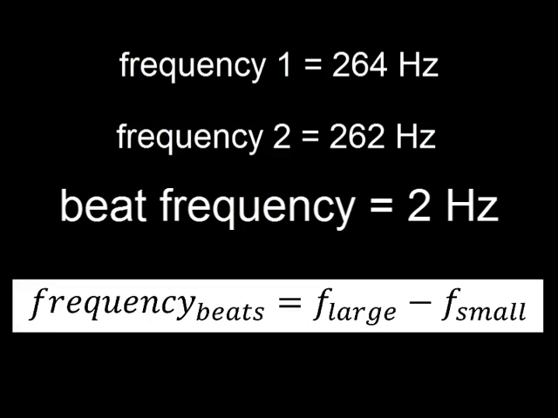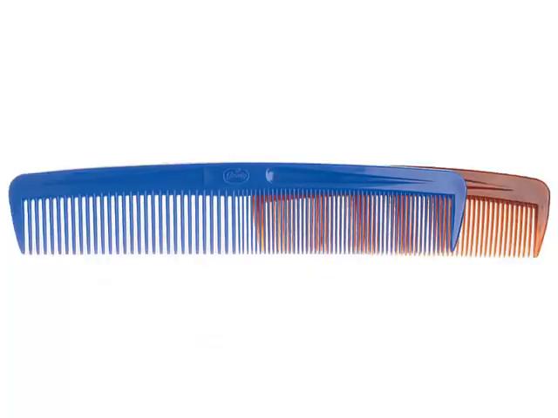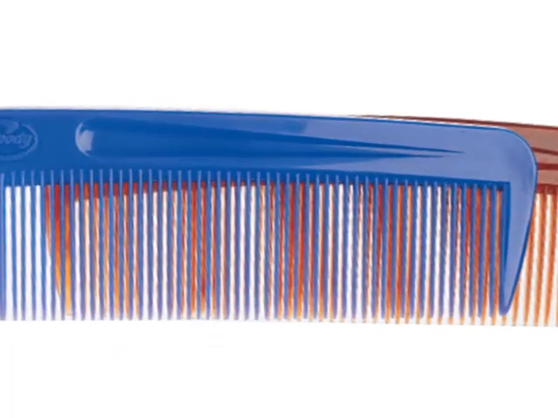It's important to know that when the difference between the frequencies is too big, you won't be able to distinguish a beat frequency. Also, if the difference between the frequencies is 0, there will be no beat frequency. If you overlap two combs with different teeth spacings, you'll see a pattern that is related to beats.